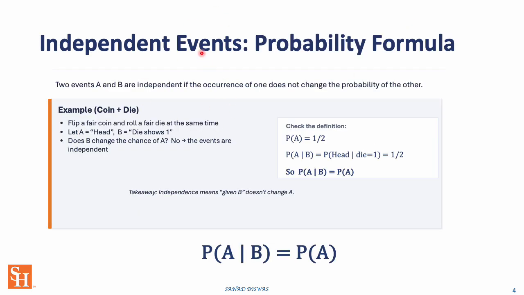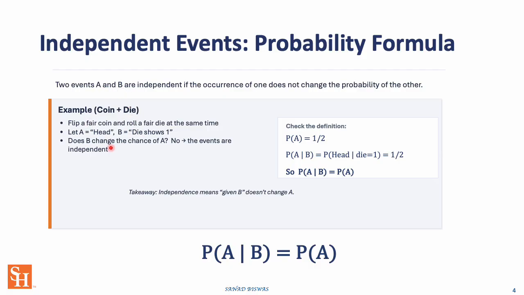Let's now start with the discussion of our first concept, which is independent events. So we call two events independent if the occurrence of one doesn't affect the other. For example, here we have two events A and B, and if the occurrence of A doesn't affect B, or if the occurrence of B doesn't affect the probability of A, then we call these two events independent.